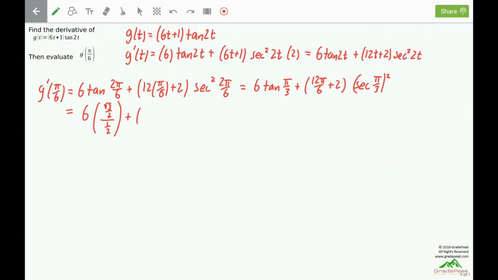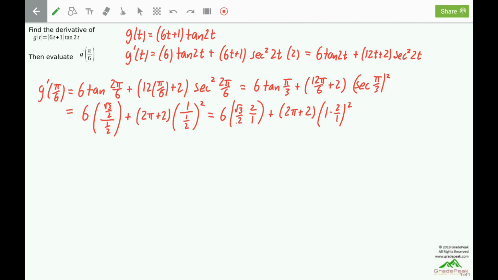plus 12 pi over 6 is a 2 pi, plus 2. And then the secant of pi over 3 means 1 over the cosine of pi over 3. The cosine of pi over 3 is a 1/2, so 1 over the 1/2 and then quantity squared. The next thing to do is reciprocate the denominator of the fractions that are in parentheses. That'll make it a 2 over 1, and then multiply with the numerator. And likewise for the 1 over 1/2, that'll be 1 times 2 over 1, and then quantity squared.